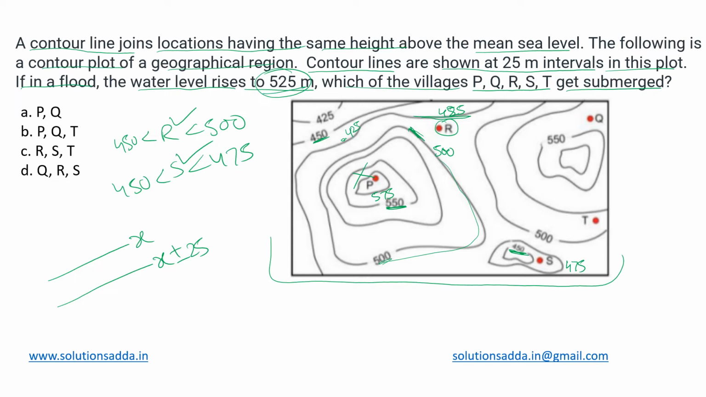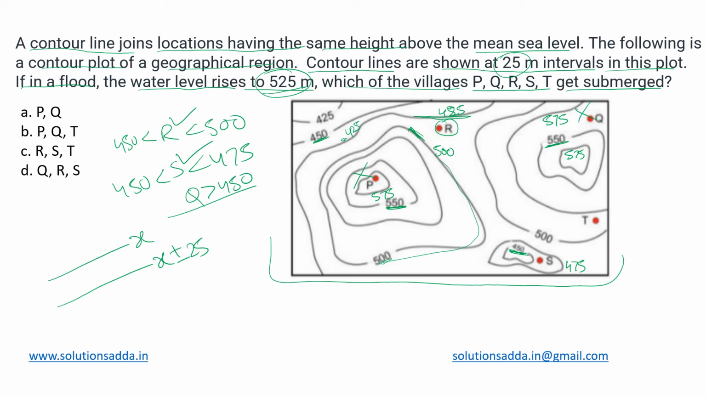Then looking at village Q, the adjacent contour line is representing an elevation of 550. So the line next to it would represent 575. But the one inside that would be 575 actually, and this one outside it would also represent the line which is greater than 25. So this Q is having an elevation of greater than 450. It might be between 450 to 475, so it will also not get submerged.